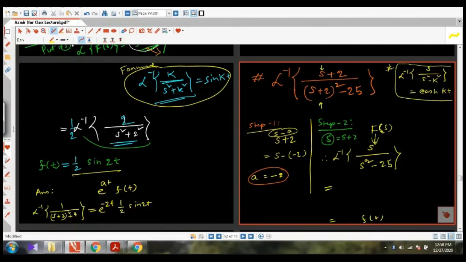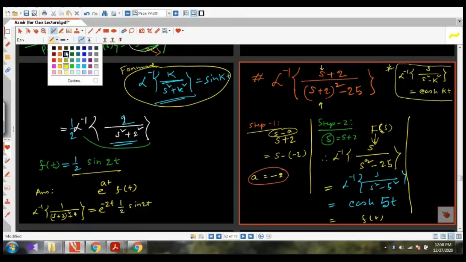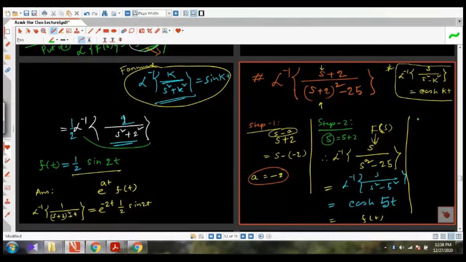So now we can write inverse Laplace of s over s squared minus 25. So here we have k squared equals 25, that means 5 squared. So finally the result will be hyperbolic cosine 5t. So is it okay? Yes, sir. Yes, sir. And let's write down the final result.